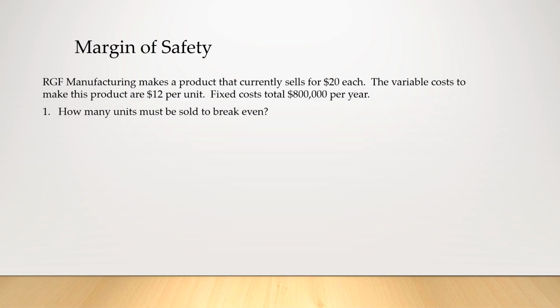To find break-even points in units, start with fixed costs. Then divide by unit contribution margin. The difference between the per unit sales price and variable cost yields a unit contribution margin of $8 per unit, giving us a break-even point of 100,000 units.